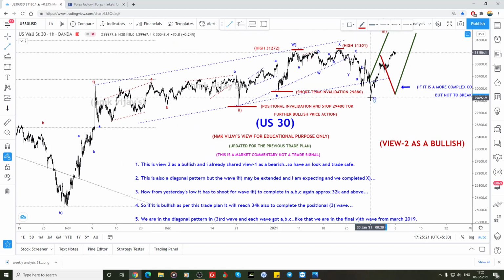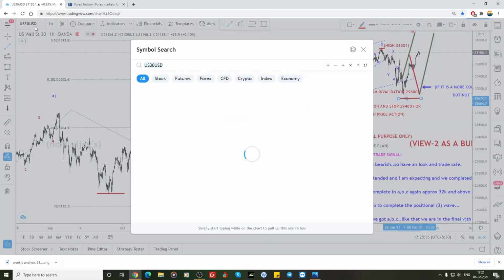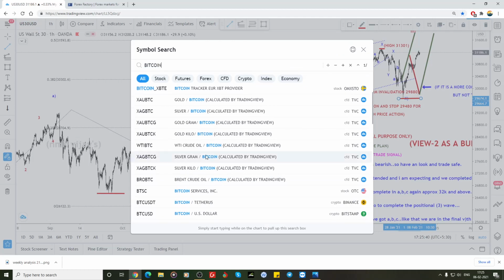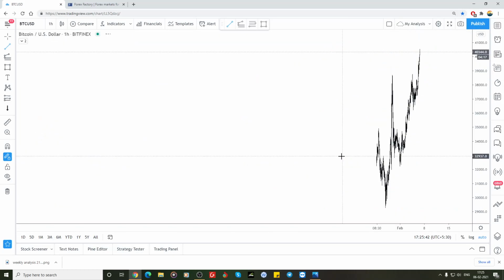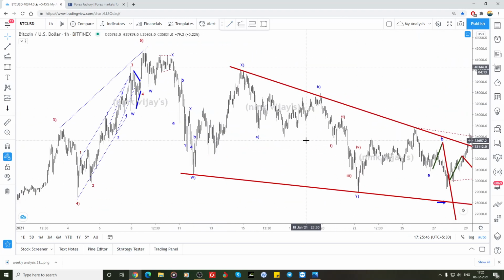Until that, making this as a stop loss, you can make a buy. So still I'm looking only for the bullish in the stocks. So Bitcoin, yeah, this was my previous.